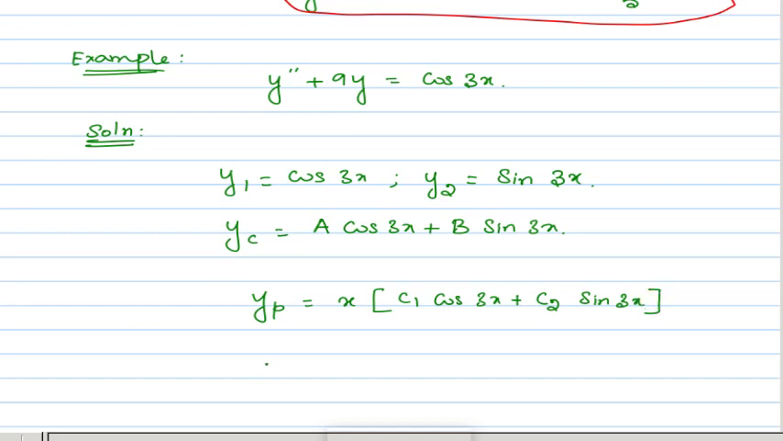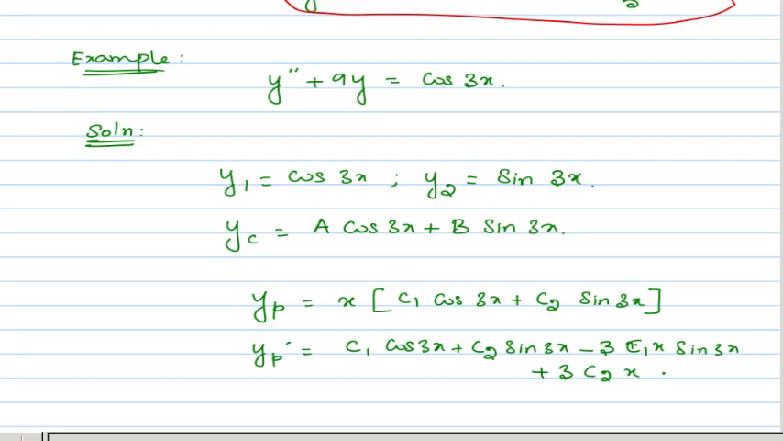To apply my equation, I want to take the derivative, yp prime. I will apply the product rule. I take c1 times cos 3x plus c2 times sin 3x, plus the derivative part: minus 3 times c1 x sin 3x plus 3 times c2 x cos 3x.